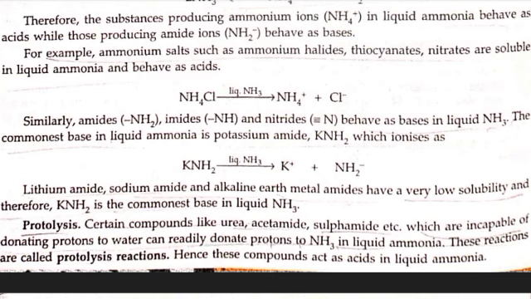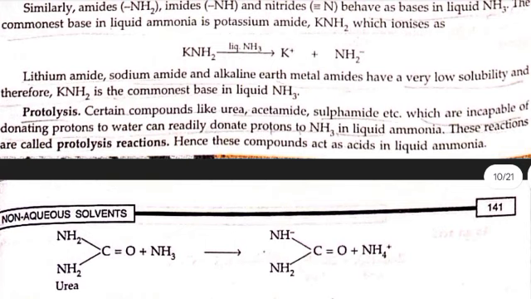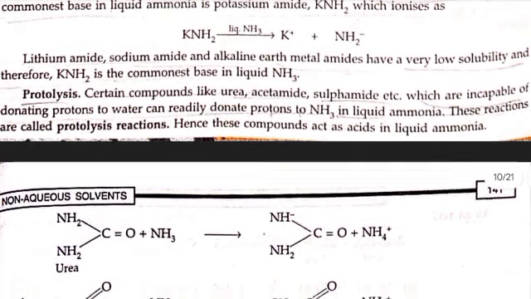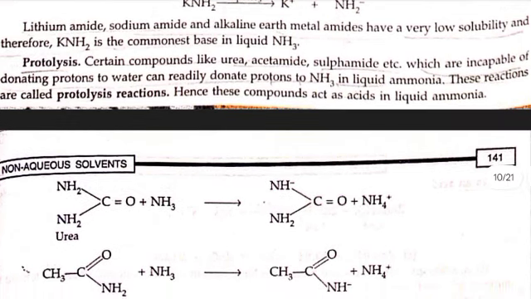For example, ammonium salts such as ammonium halides, thiocyanates, and nitrates, soluble in liquid ammonia, behave as acids. Similarly, amides, imides, and nitrides behave as bases in liquid NH3. The commonest base in liquid ammonia is potassium amide, which ionizes as KNH2 giving K+ and amide ion. Lithium amide, sodium amide, and alkaline earth metal amides have very low solubility and therefore KNH2 is the commonest base in liquid NH3.